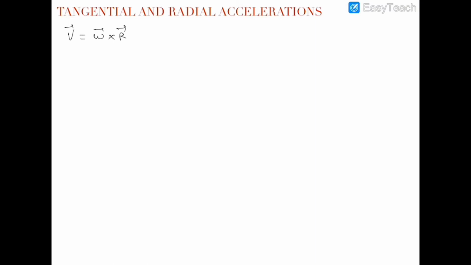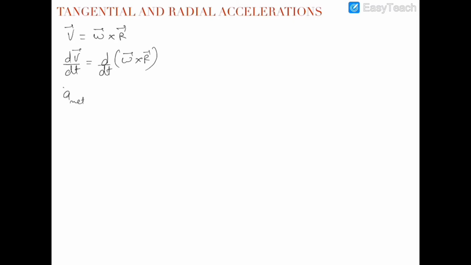In this video, I will tell you about tangential and radial accelerations in circular motion, and we will start with v is equal to omega cross r, which is the vector relationship between v, omega and r, which we have already discussed. Now if I differentiate this relationship, then dv by dt is equal to d by dt of omega cross r, and this is the net acceleration a.